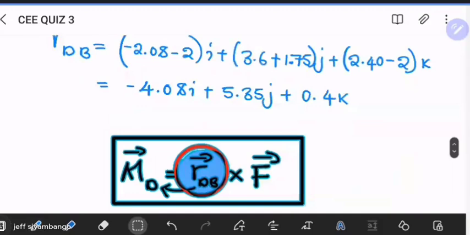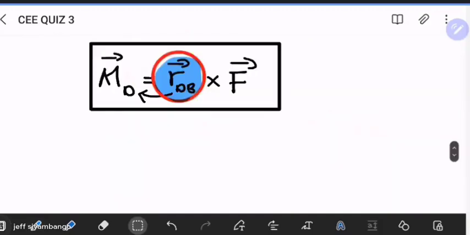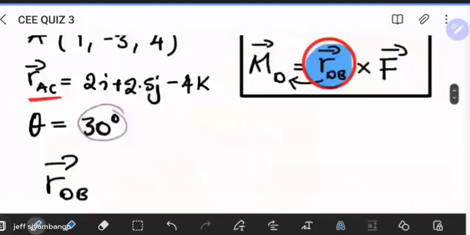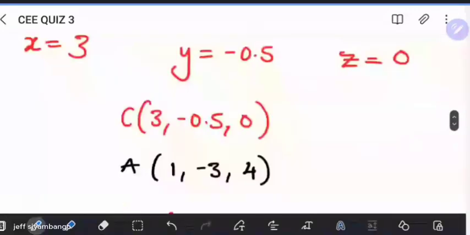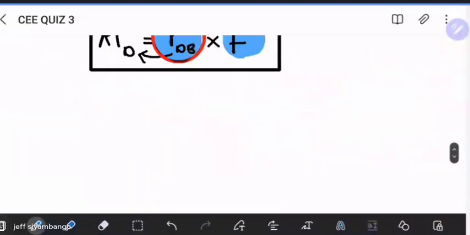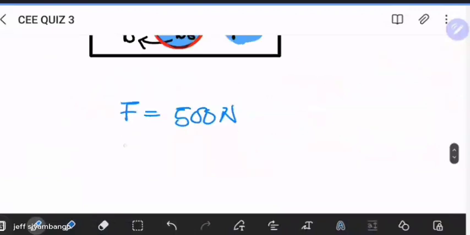So this is where we're going. Since we have now figured out RDB, the next one we need to understand is the force F. The question only gives us the magnitude of F, and here I give F as 500 newtons. So how do we find it as a vector, given that only the magnitude is 500?